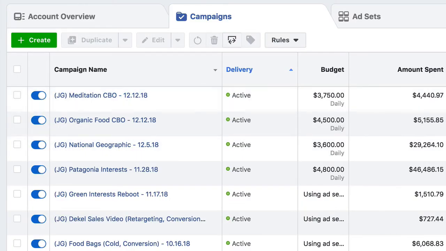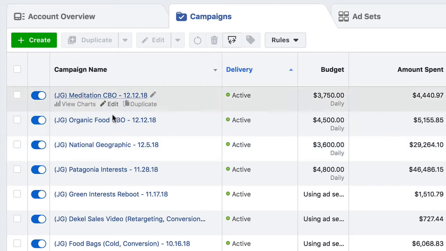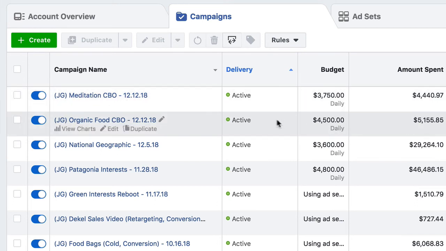So yeah, look at this. We did National Geographic. That one is converting at 1.48. These two are fairly new, 1.26, 1.25, but overall, these are running very, very well, and it's working great. Now, it may not work for you.